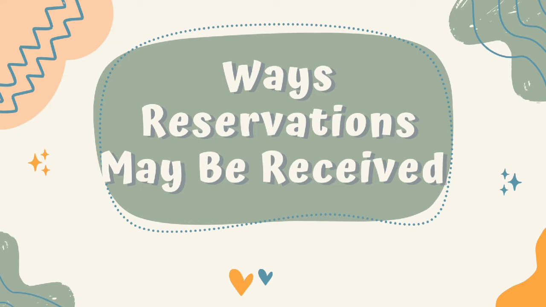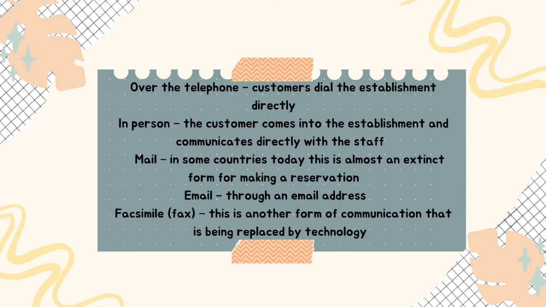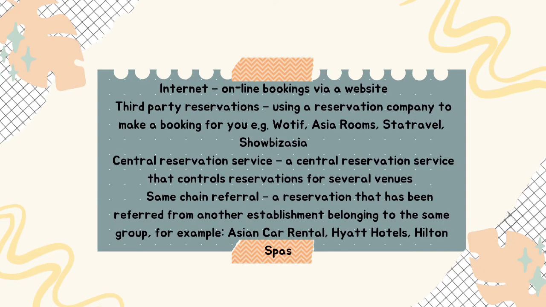These are the ways the reservations may be received. Over the telephone, customers dial the establishment directly. In person, the customer comes into the establishment and communicates directly with the staff. Mail. In some countries today it is almost an extinct form of making a reservation. Email through an email address. Facsimile or fax. This is another form of communication that is being replaced by technology. Internet. Online bookings via website.